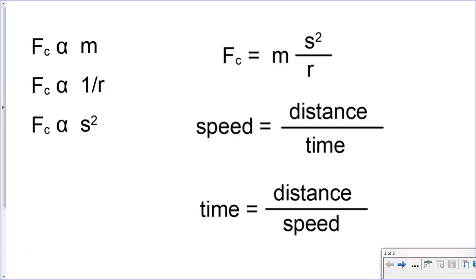So just keeping that relationship in mind and how those are related to one another will help you with some of the problems on this worksheet. The other thing you need to know is these equations over here. You should have these memorized.